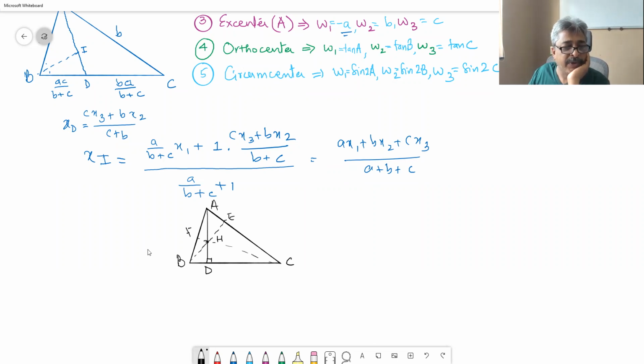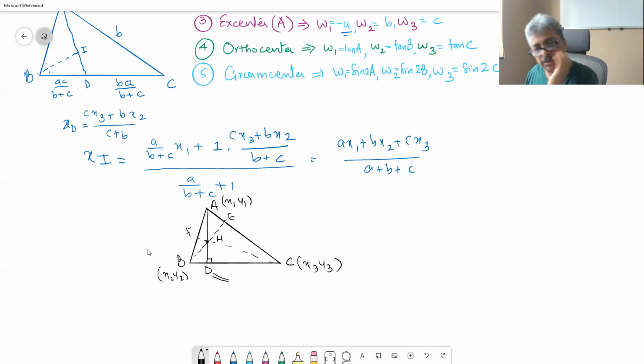Can somebody dictate me quickly what is D? A is x1, y1, x2, y2, x3, y3. Then can somebody tell me what is D very quickly, because I'm not writing the whole derivation, because we know all these lengths. BD we know, DC we know, DH we know, AH we know, everything we know. Therefore, using section formula, we can do that. So, can somebody tell me what is D?